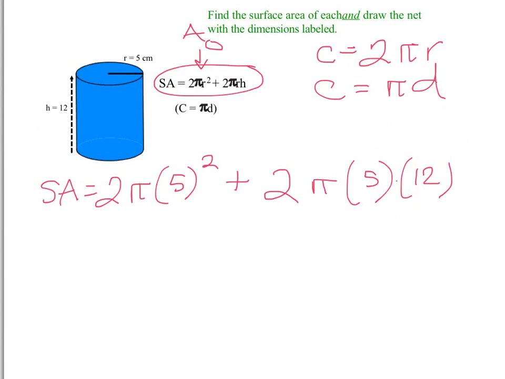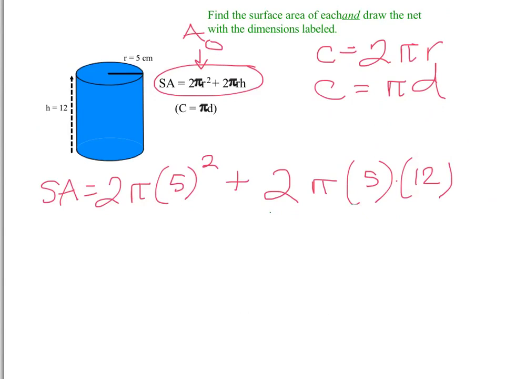And then, of course, times the height, because this would be like taking the circumference times the height. That would be like taking base times height, right? So let's keep going.